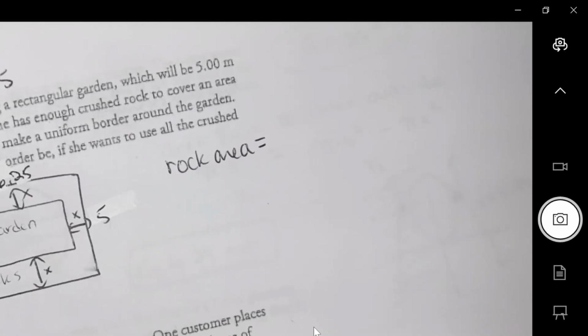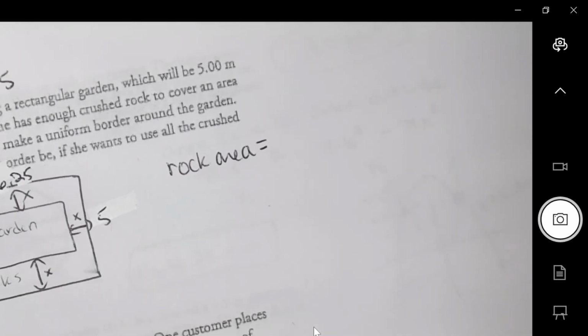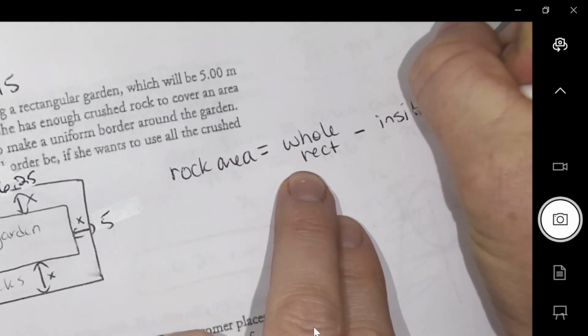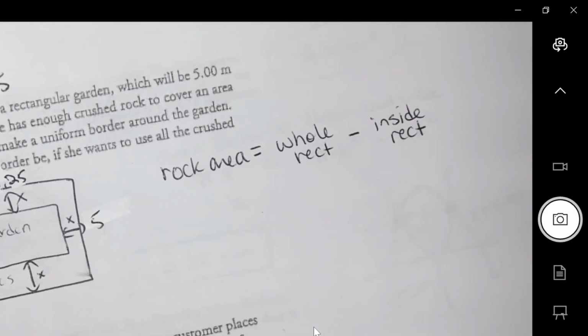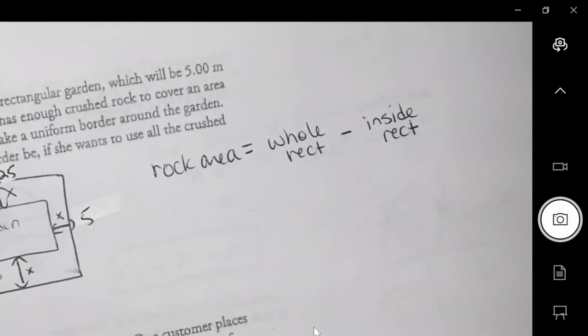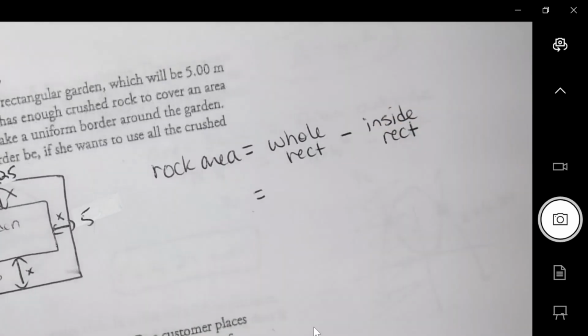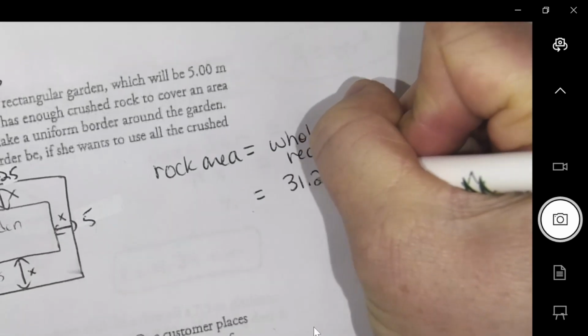Okay, tell me how to figure out the area of the rocks. Does it make sense that I would do the whole rectangle minus the inside rectangle? Same as the donut. Okay, actually the whole rectangle, we can just write the number. What is 6.25 times 5? 31.25.